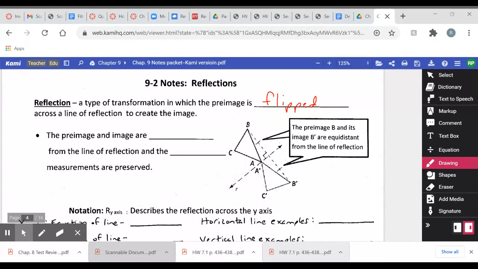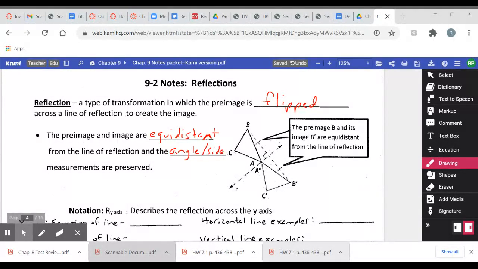To the left of that, it says the pre-image and image are equidistant. That is just a fancy word that means, I'm sure you can guess, equal distance. It says the pre-image and image are equidistant from the line of reflection, and the angle or side measurements are preserved. So again, the figure is staying the same shape and the same size, it is just moving to a new location, and it's getting flipped about that line of reflection.